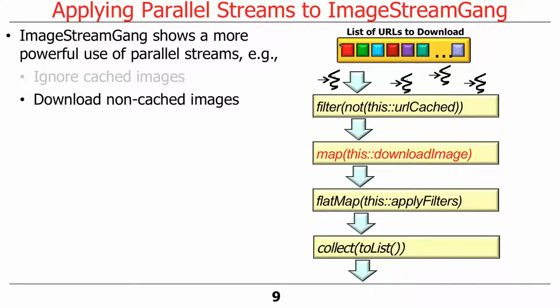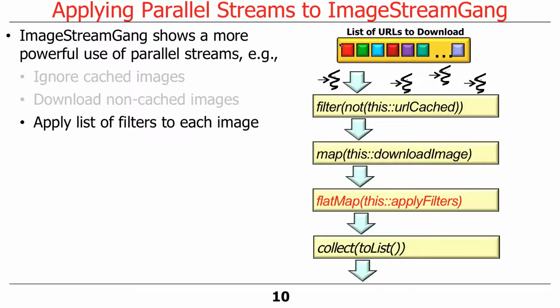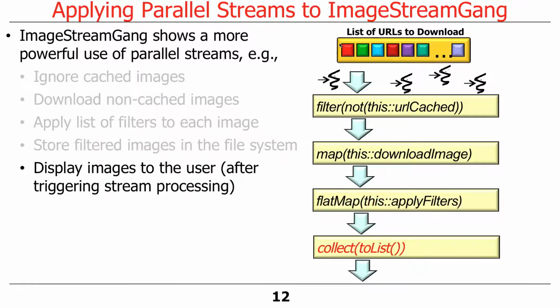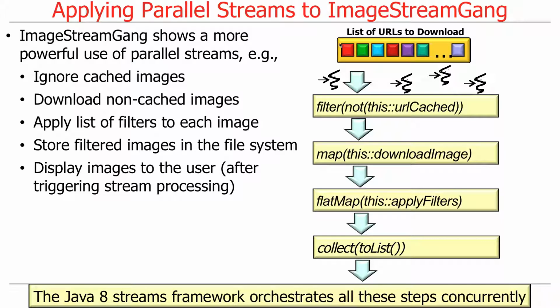And again, that'll be done not with a filter, but with a map aggregate operation. It'll apply a list of filters to each image, and it'll use this funky aggregate operation called a flat map, which is pretty cool. And then it'll finally store the filtered images into the file system. That's also done as part of this step. And then it'll collect everything up into a list of completable futures to all these things, and that will eventually trigger stream processing at the end.